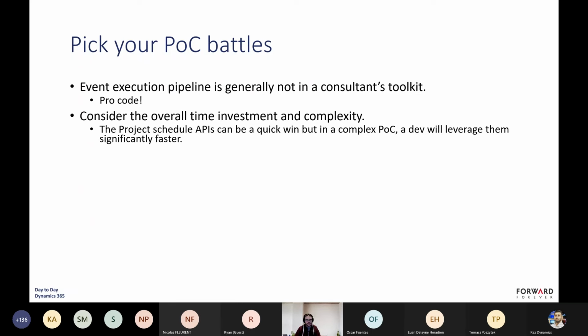So that's one reason to kind of consider pro code. And the overall time investment and complexity. Power Automate's a great tool, right? It's a great tool, but there are just so many examples and use cases where building a flow is, you know, 10, 20, maybe even 30 times more time consuming or complex than a dev writing that same thing in a plugin in C sharp. So really, you got to think of the overall time investment and complexity.